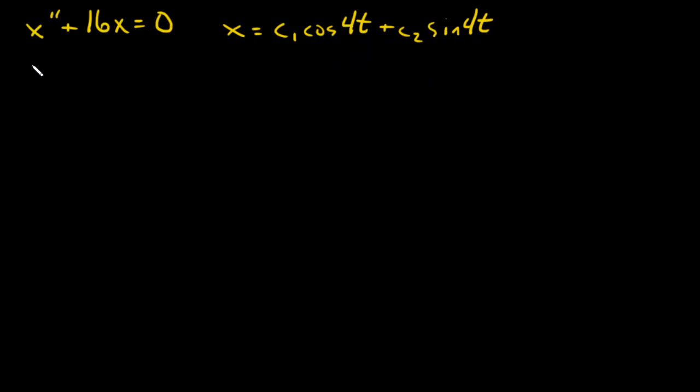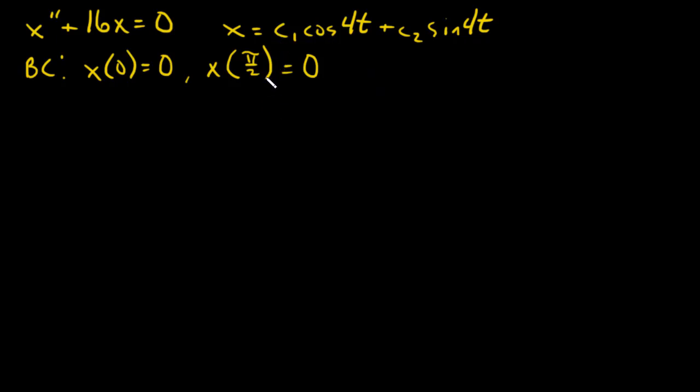Let's say I have the boundary values, the initial conditions, or the boundary conditions, if you want. Let's say I have x of 0 equals 0 and x of pi over 2 equals 0. Okay, so what do I do with this? Well, I plug these boundary values into my solution, and use the resulting values to figure out what C1 and C2 need to be.